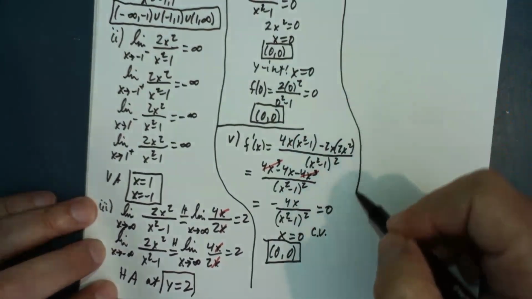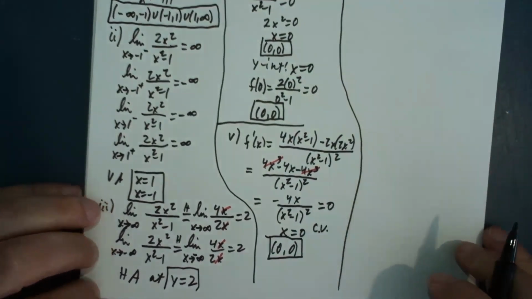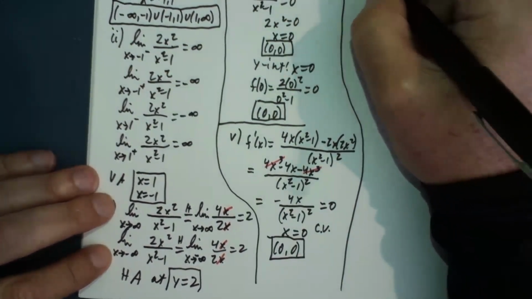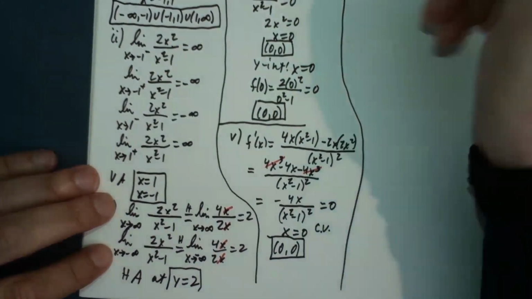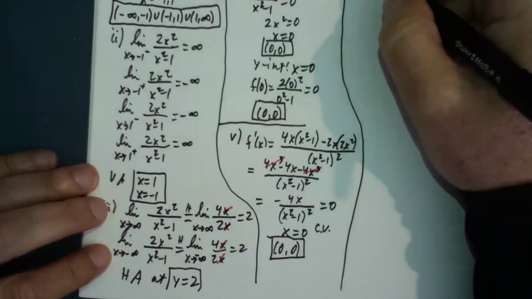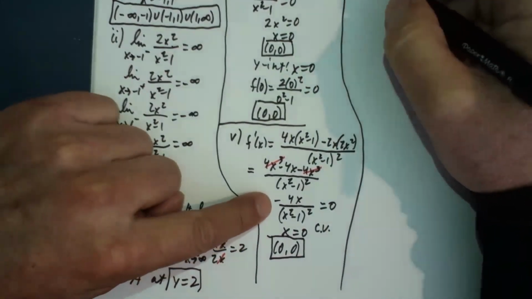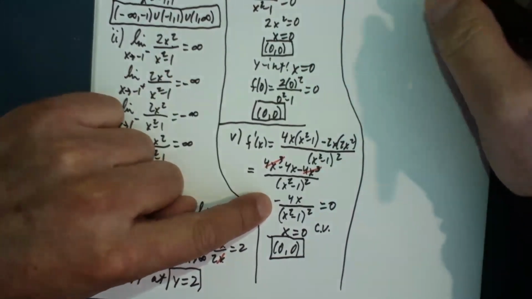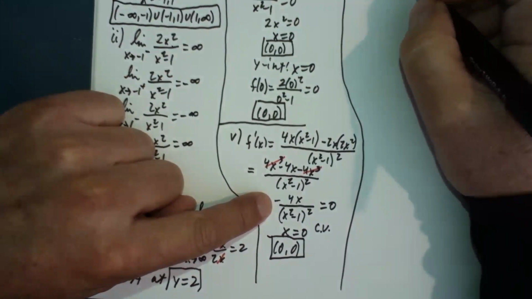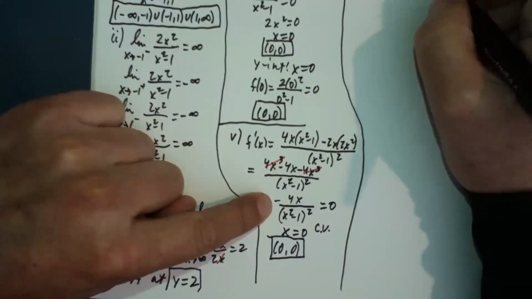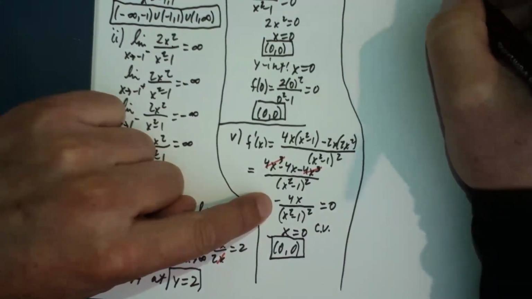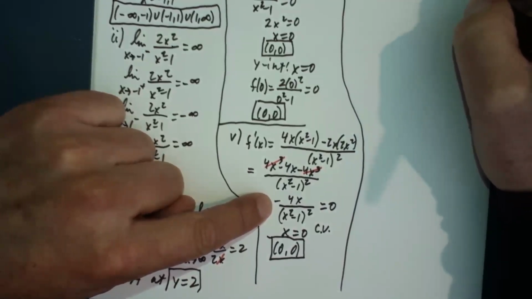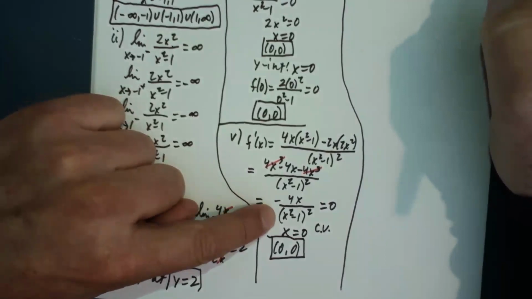All right. So next up, we have inflection values. All right, so now we need the second derivative. So I'm going to use this as my first derivative. So my second derivative is going to be the derivative of the numerator. It's negative 4 times x squared minus 1 squared minus negative 4x times the derivative of the denominator.